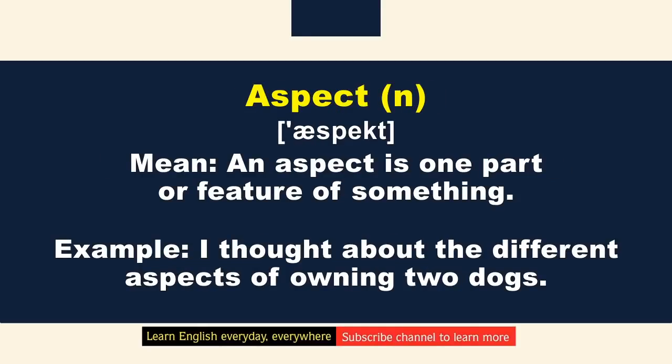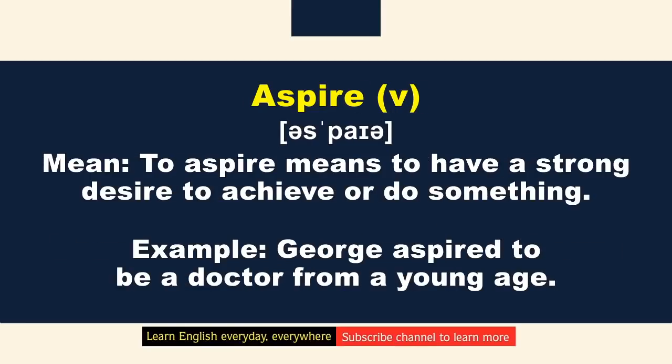Aspect. An aspect is one part or feature of something. I thought about the different aspects of owning 2 dogs. Aspire. To aspire means to have a strong desire to achieve or do something. George aspired to be a doctor from a young age.